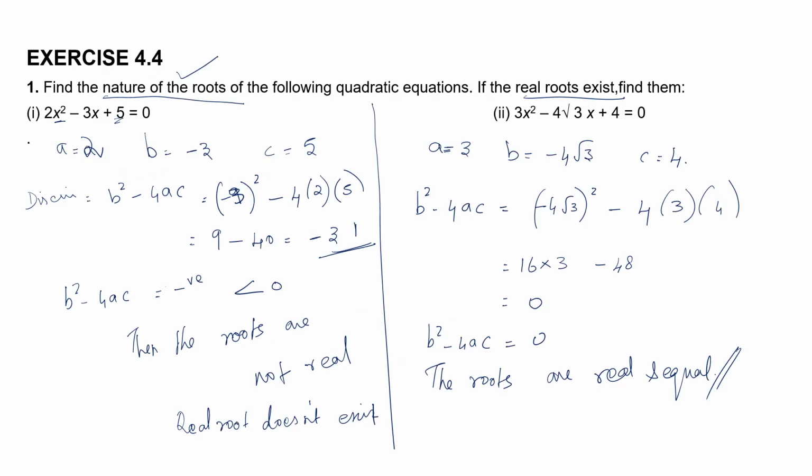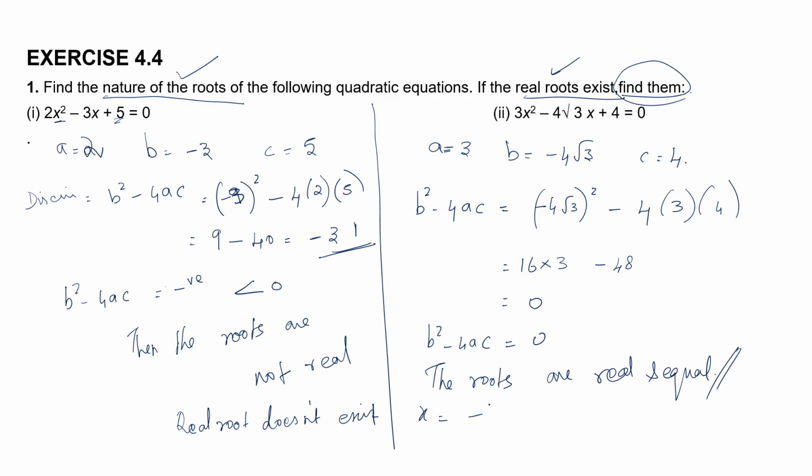Finding the nature of the roots alone is the question. If you are asked to find the roots, then you have to apply the whole formula and find the values. If the real roots exist, then finding them is also the question. So we have to find them also. Here we have found the nature of the roots. If they exist, we have to find the values also.